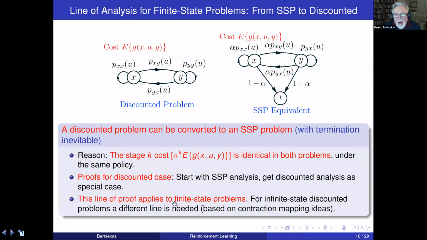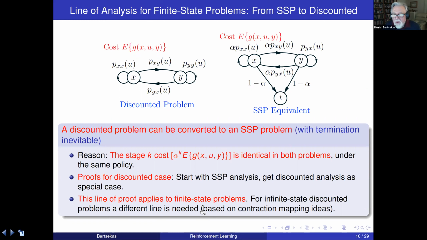Now, this line of proof applies to finite state problems, which are the ones that we are going to consider in this lecture and in this class. On the other hand, if you have a more complicated problem, for example, involving an infinite number of states, still discounted, this line of analysis does not work. The reason is that there is no easy theory for stochastic shortest path problems with an infinite number of states. So the SSP theory is restricted to finite state problems. And therefore, for infinite state problems, you need a different line of analysis.